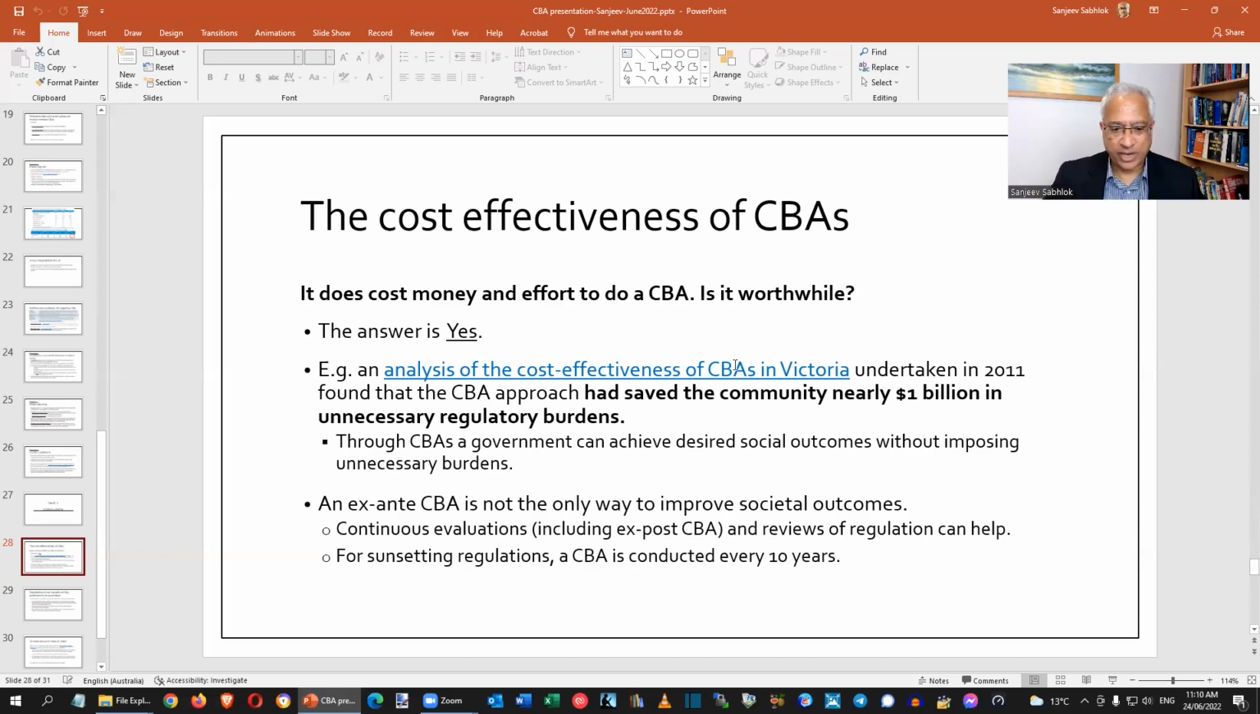So, of course, it's not enough to do just an ex-ante cost-benefit analysis. Like I mentioned, these are all ex-ante. You do them before the policy. You can also do one after the policy is implemented. You can do an evaluation. You can review regulation at any point in time. And, of course, there's a requirement for regulations to sunset. And so for them, a cost-benefit analysis is conducted every 10 years, which takes into account the changes in the environment and technology and so on.